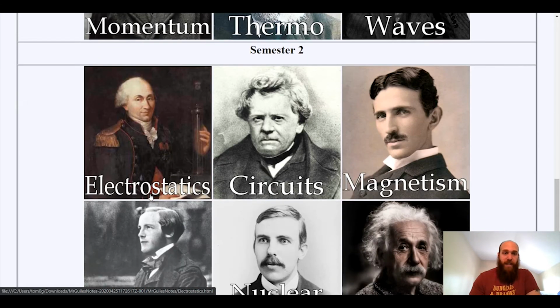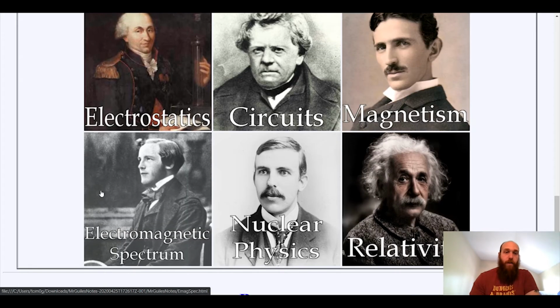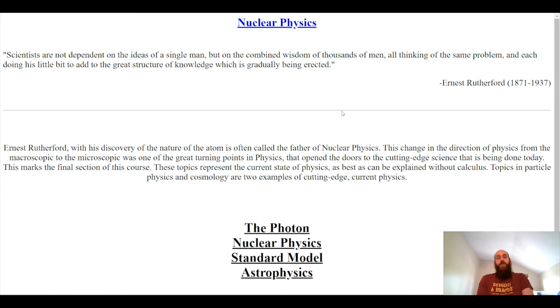We had Charles Augustin de Coulomb with electrostatics. We talked about Georg Simon Ohm with circuits, Nikola Tesla with magnetism, James Clerk Maxwell with the electromagnetic spectrum. We did Einstein's relativity, and now we're left with nuclear physics. And so we just have to click on the face of Ernest Rutherford right here and begin.